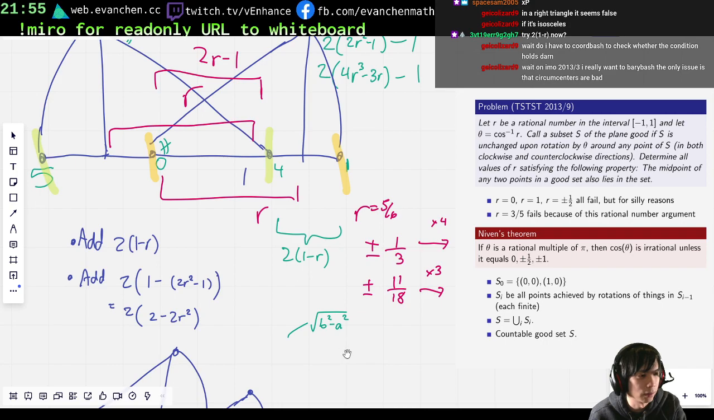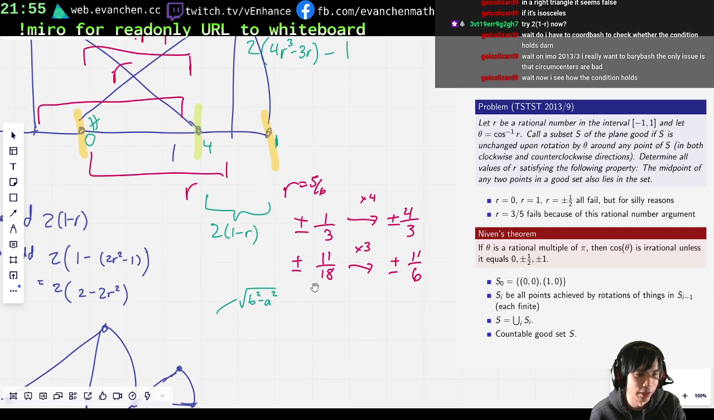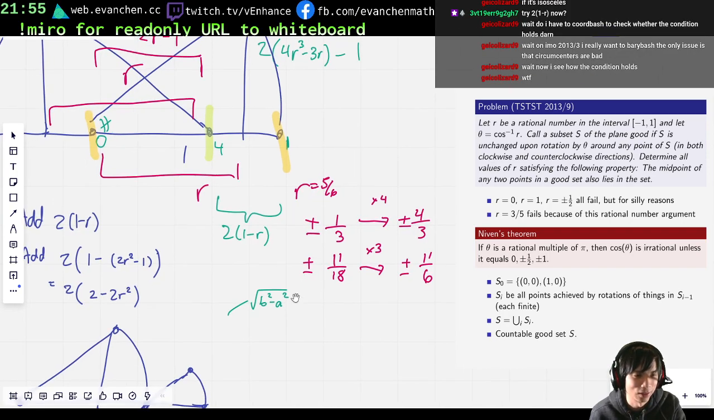Also, for Geico Lizard, I'm pretty sure... So I think what people are trying to tell you is I think the condition holds for every right triangle. Yeah. Just FYI.